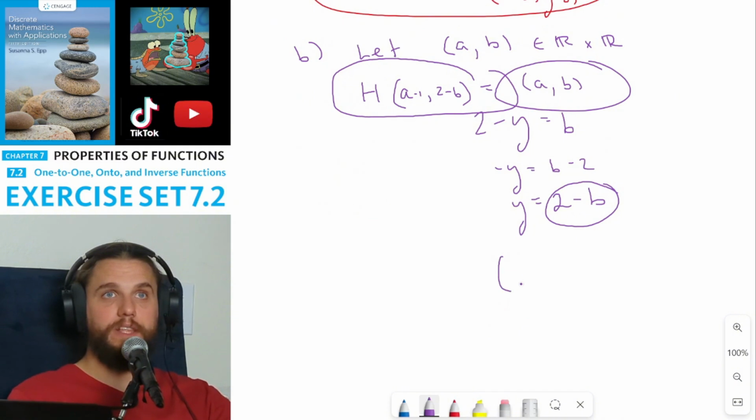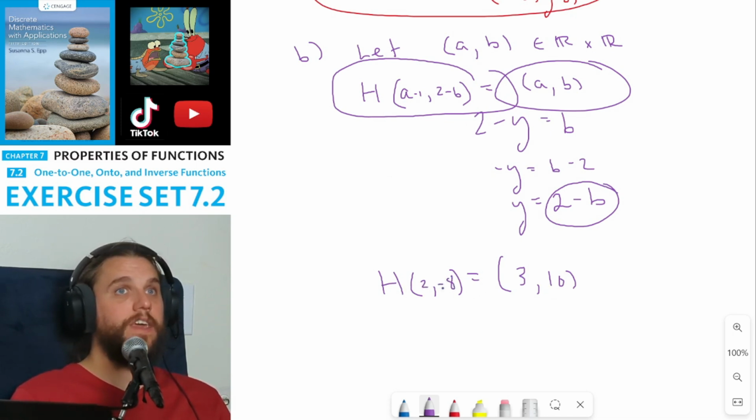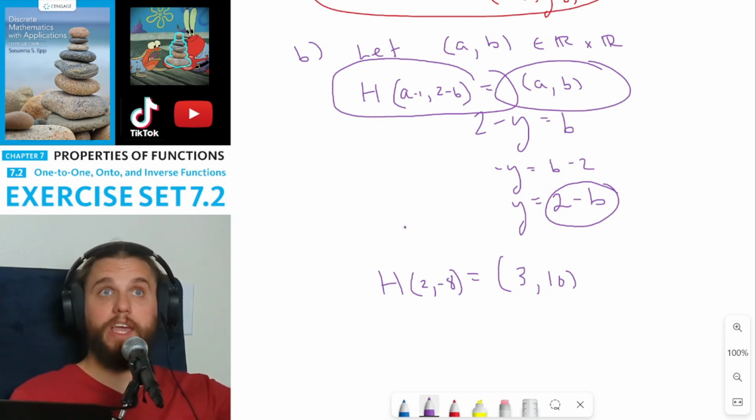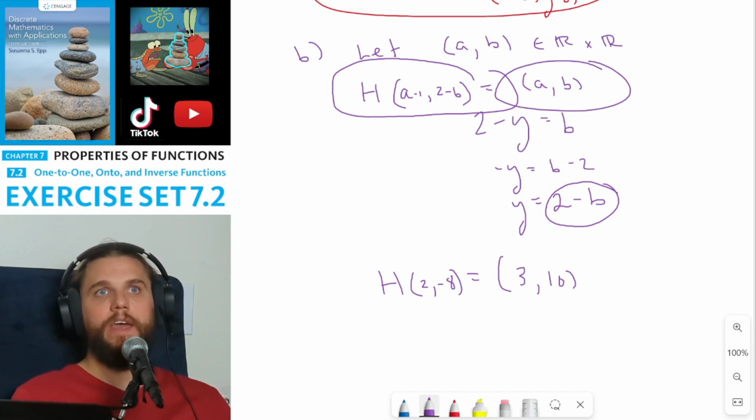So for example, let's say we wanted to get the output (3, 10). According to this formula, the way we can get that output is by plugging in specifically the input (2, 2 minus 10), which is (2, negative 8). And if you check this, if you plug in (2, negative 8), you'll end up getting that output (3, 10). And so this provides a formula by which we can find the corresponding input for any output. And that means that this function is onto.